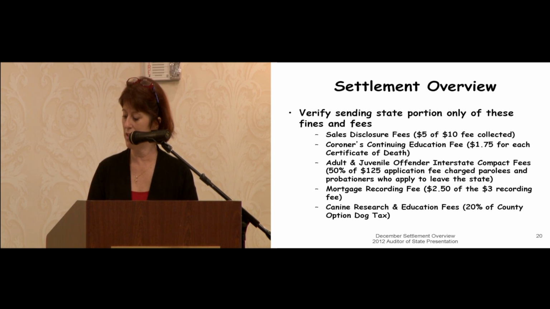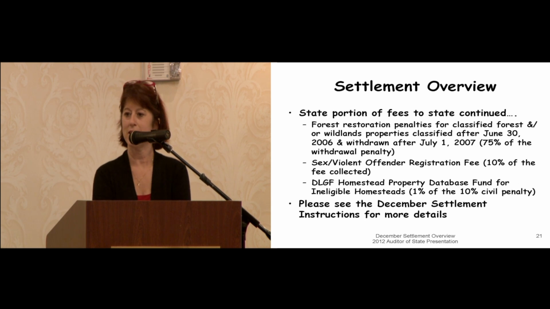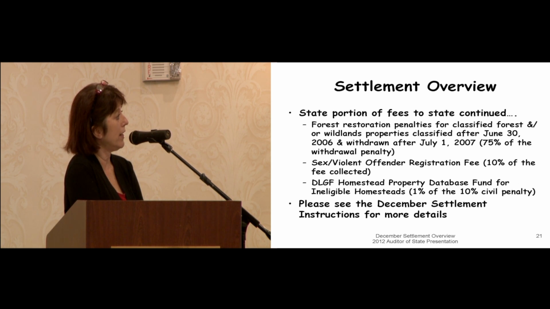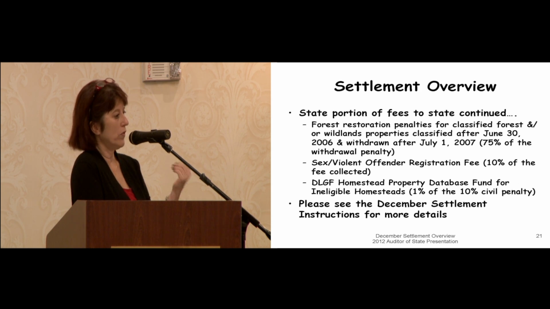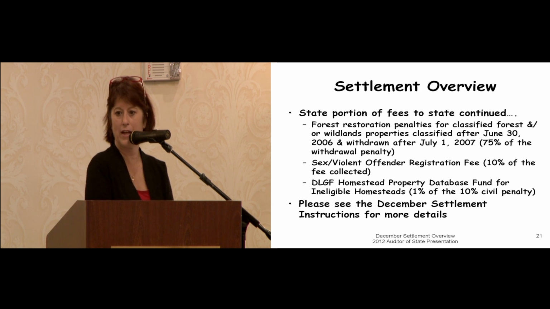The biggest one that we have trouble with is the sex and violent offender registration fee. When you receipt that in, Quietus that in to your funds, if you set up a separate fund and put that 10% in at that time, then the state's going to get their proper amount, the county gets their proper amount, and we don't have to worry about going back and refunding and researching and trying to find all that out.